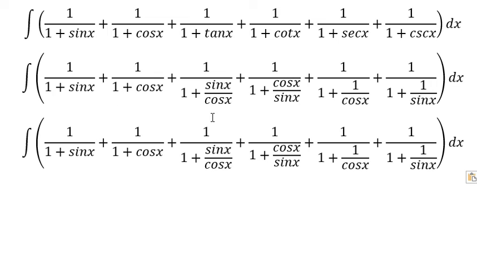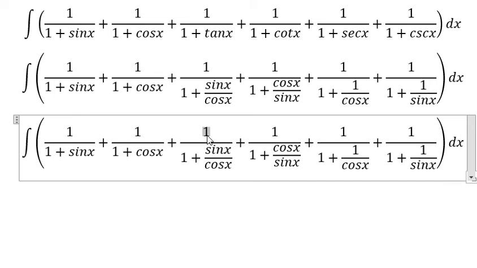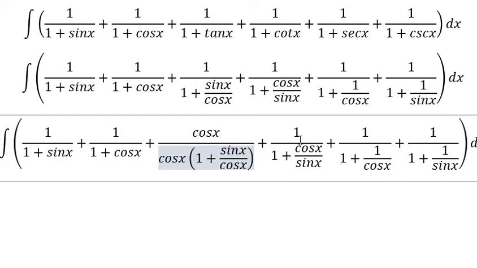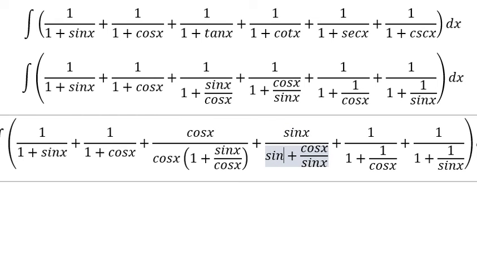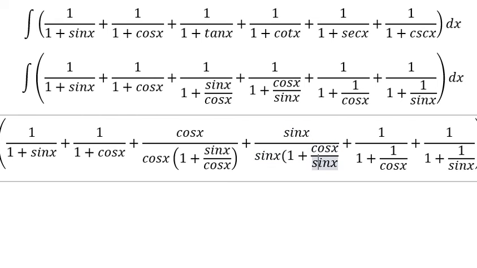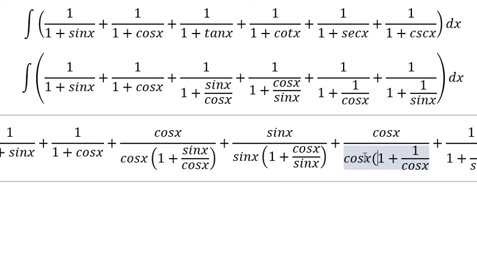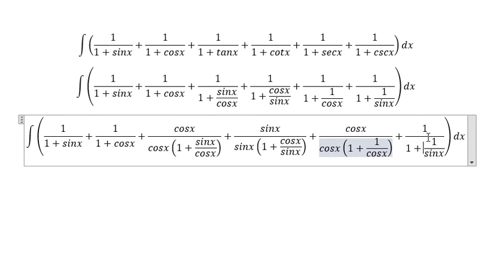Next, we need to multiply by cosine x on the numerator and denominator. This one by sin x. This one by cosine x. The next one is about sin x.